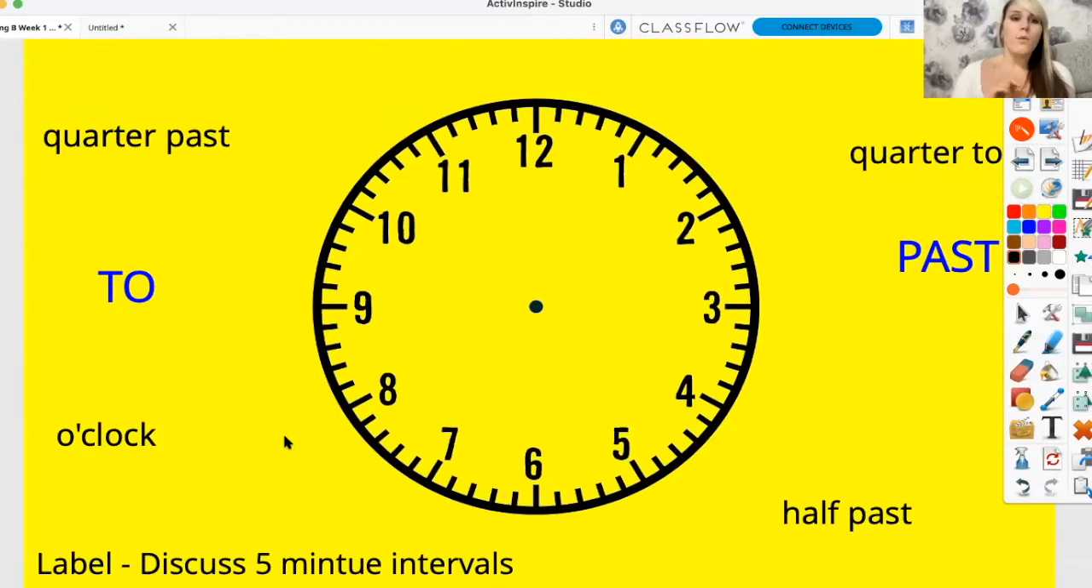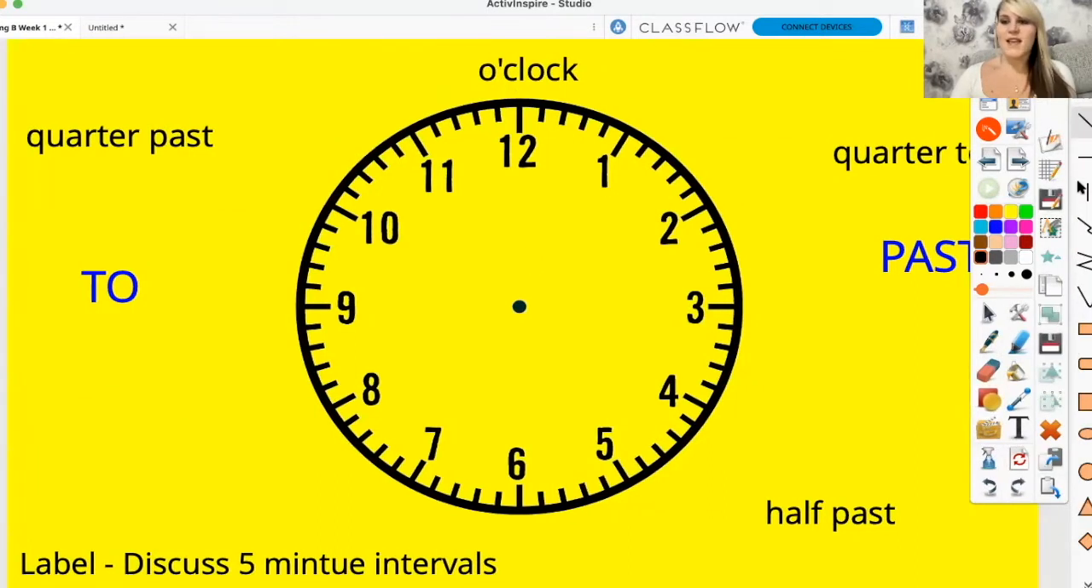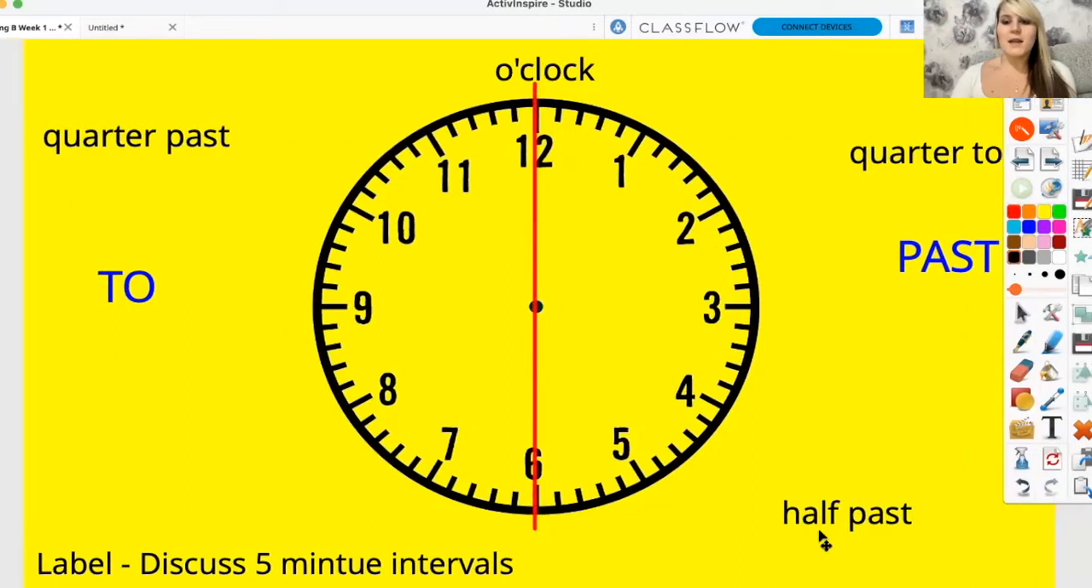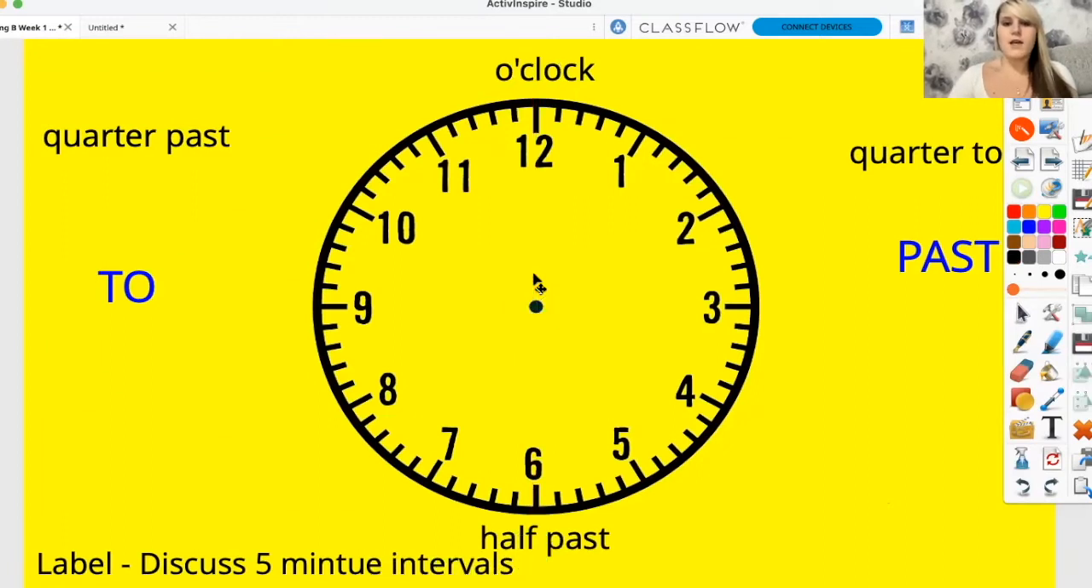Tell your grown up, where does the minute hand point if it is o'clock? Or do the action that we do at school. So it should be pointing straight to the 12. O'clock is when the minute hand is pointing at the 12. Then if we pretend that this clock is a yummy pizza, if we cut the pizza in half, we get to the number 6. So half past is when the minute hand is pointing at the 6.